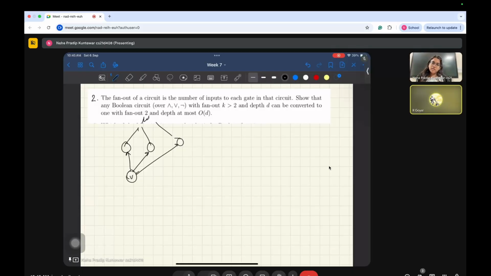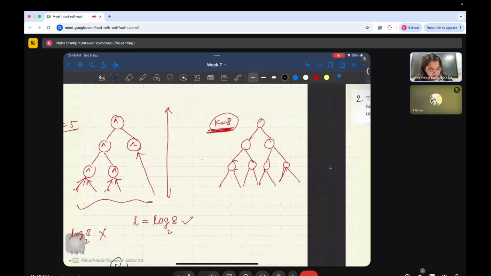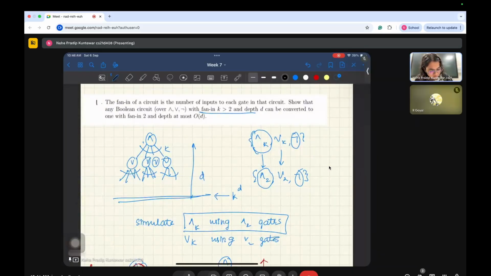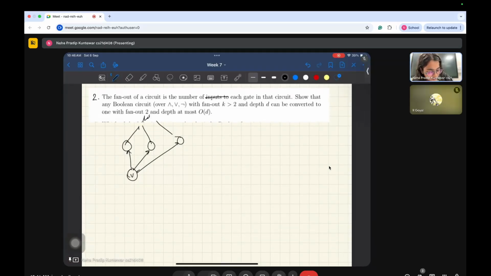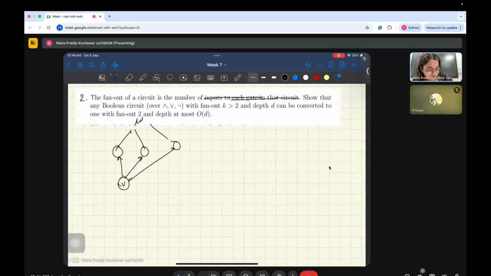What does it mean? The fan out of a circuit is the number of the inputs to each gate in that circuit. Okay, sorry, did I write it wrongly? Sorry, it should be the number of outputs. I think I just copied the previous question. So this is the number of outgoing wires.